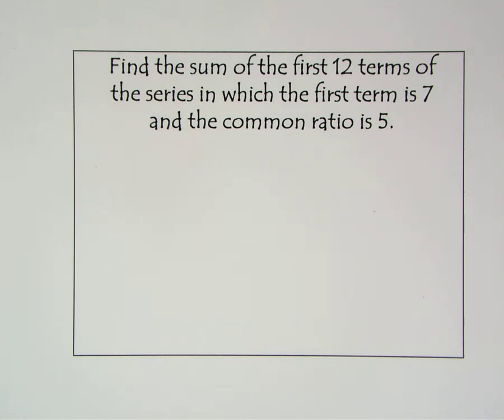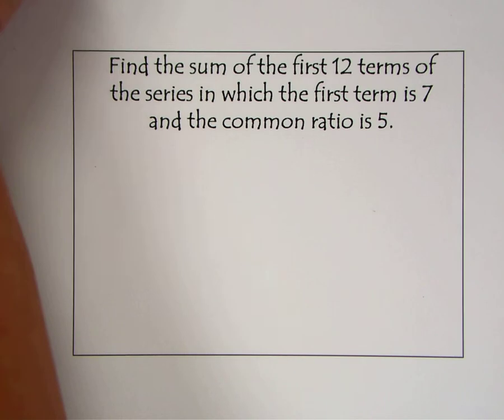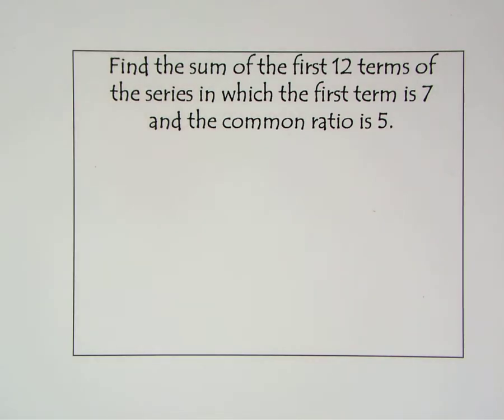Okay, so find the sum of the first 12 terms of the series in which the first term is 7 and the common ratio is 5.